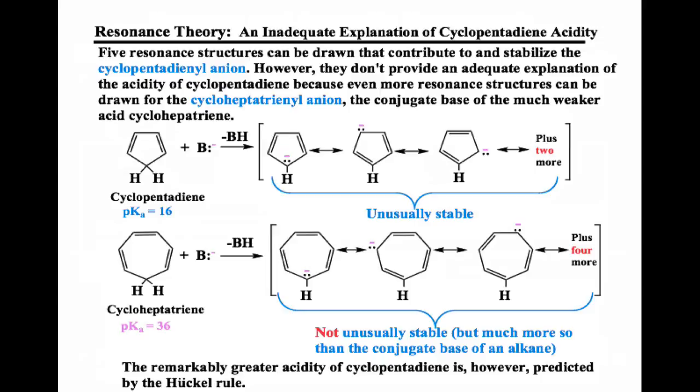If it was planar and cyclic, it would be completely conjugated. Would it satisfy Huckel's rule? You'd have 8, so it would satisfy which rule? The anti-aromatic rule, 4n equals the number of pi electrons. So this has a pKa of 36. I can deprotonate this. Will it be planar?